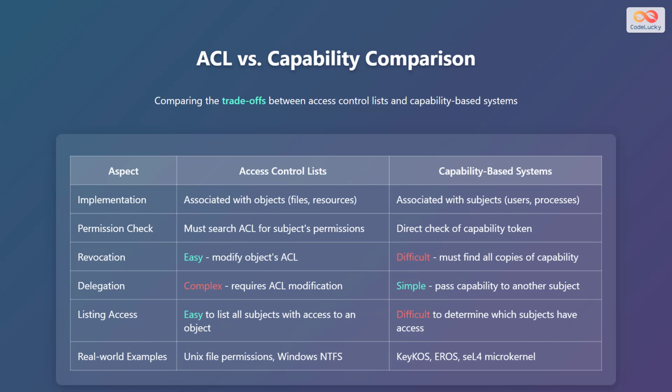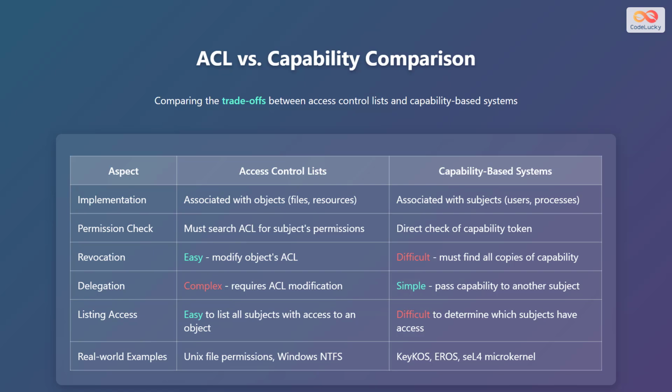Simply modify the object's ACL. However, with capabilities, it is more difficult as all copies of the capability must be found and removed. Delegation is complex with ACLs requiring ACL modification, but it is simple with capabilities. Simply pass the capability to another subject.